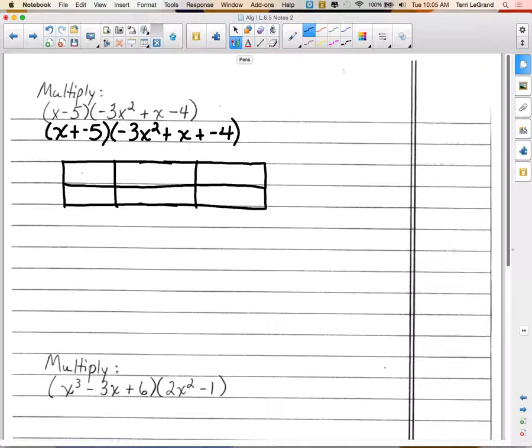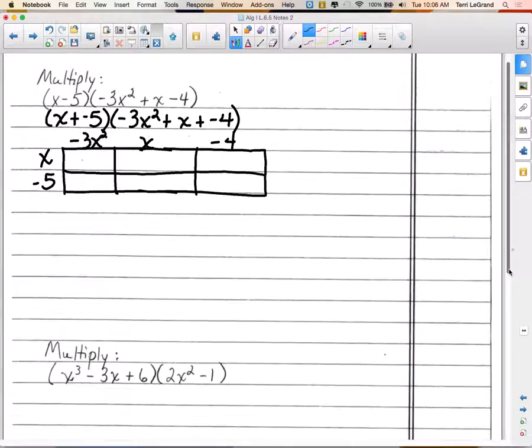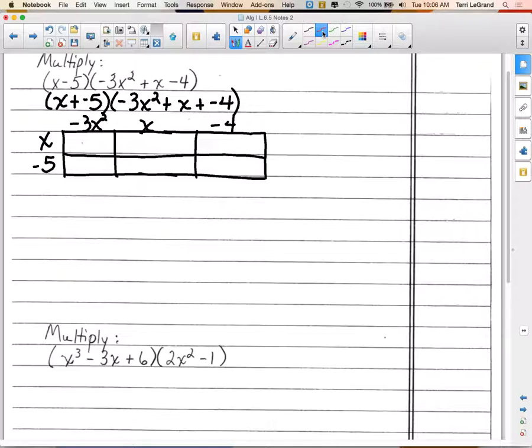So where's the binomial going to go? Across the top or down the side? Down the side. So x, -5. Our trinomial terms will go across the top. Okay, let's show our work. These are our notes, so let's make sure that we can tell what we did when we look back on testing. We're going to set up a multiplication for each rectangle. So x times -3x squared. x times x.